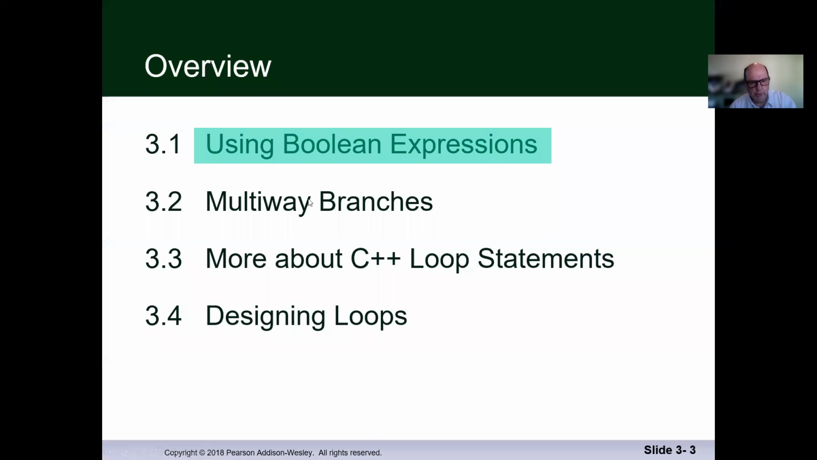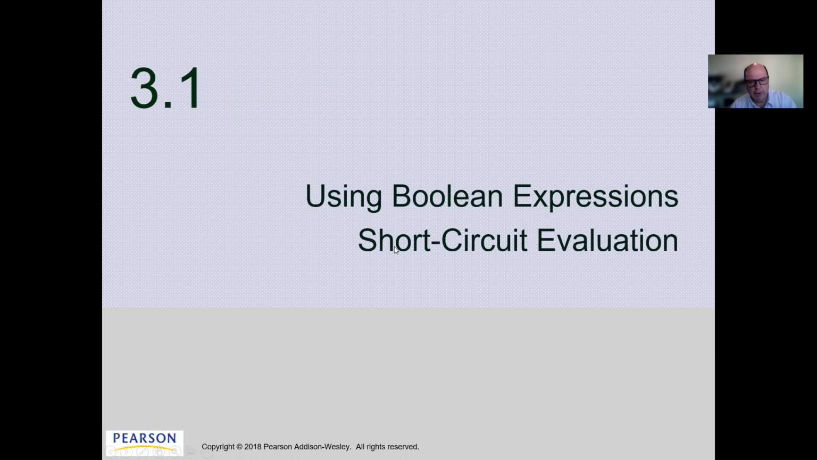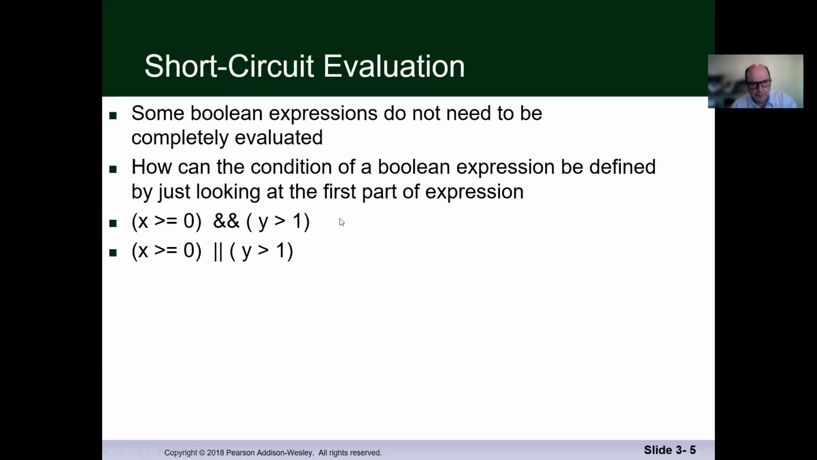So 3.1 part 3, we're talking about short circuit evaluation. One thing to remember, this is computer science, C++ computer science. If we can figure out something, then we don't want to do more work. If there is a way to shorten the effort, then we can raise the efficiency.